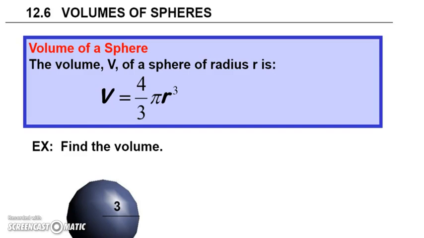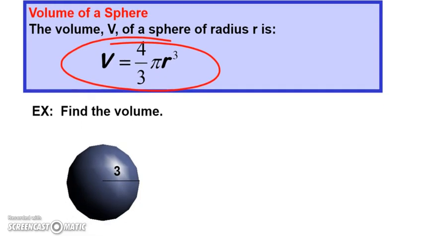Alright, today we're going to talk about the volumes of spheres, and then we'll talk about the connection with the volumes of hemispheres. Today, when we talk about the volumes of spheres, the formula we're going to be using is 4/3 pi r to the third power. So all we really need is the radius.